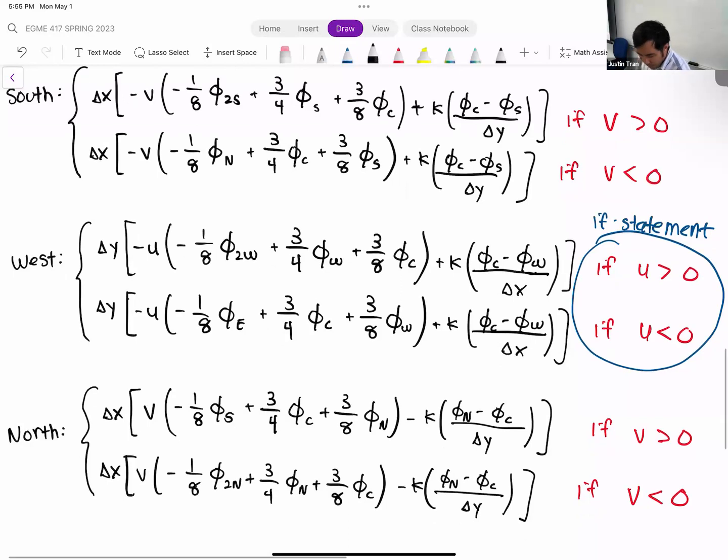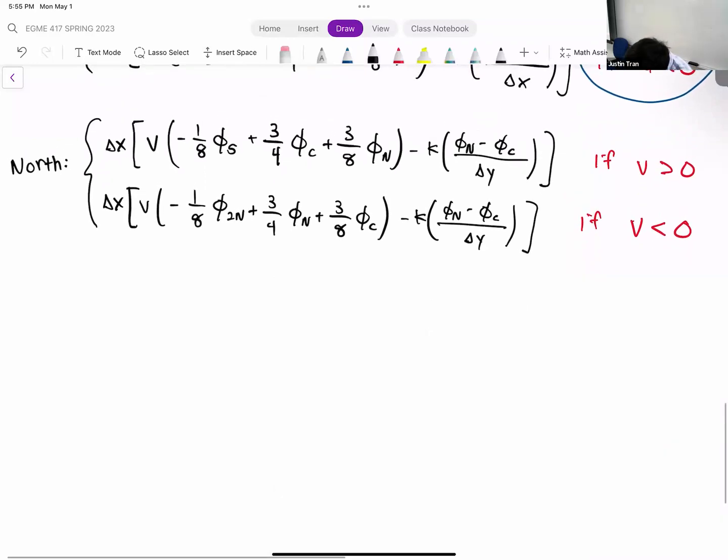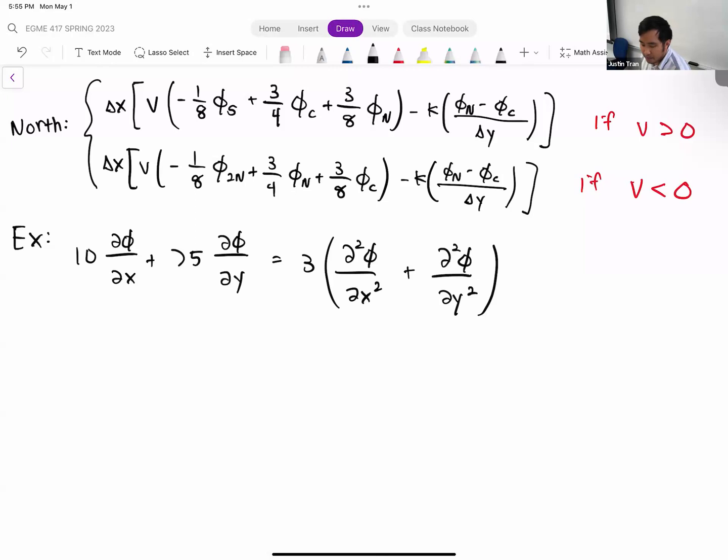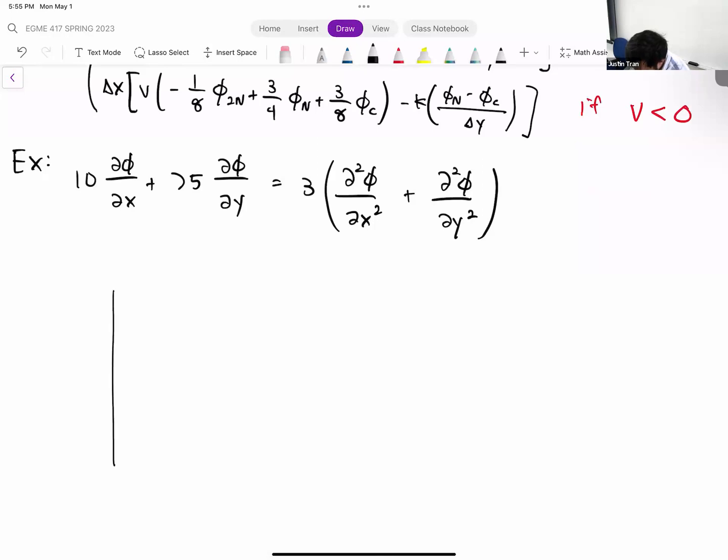Okay, let me write down the problem statement before we jump into the code. For this problem, we're going to be solving the following equation. We have 10 partial p partial x plus 75 partial p partial y is equal to 3 times partial squared p partial x squared plus partial squared p partial y squared. This is the example we did last time with finite differences, except now we're going to do it with finite volumes instead. And we're going to be solving it on the following domain.